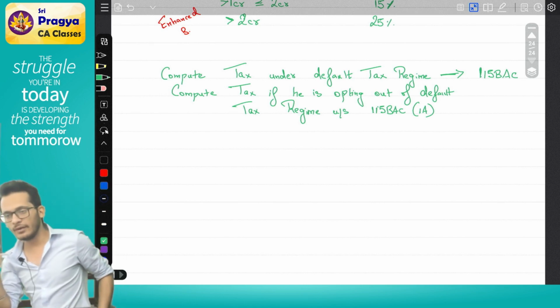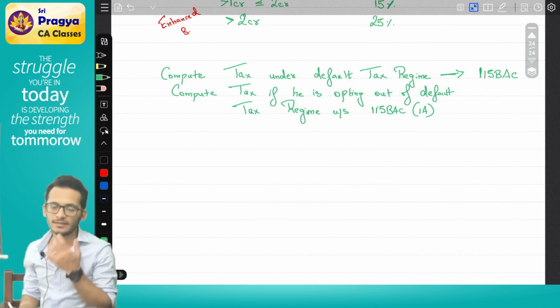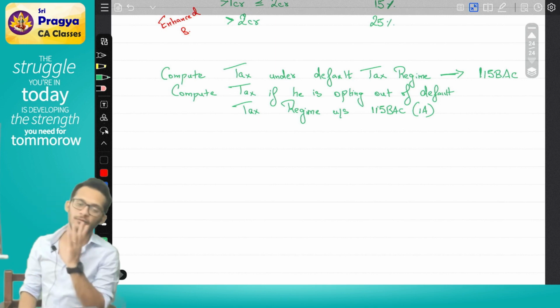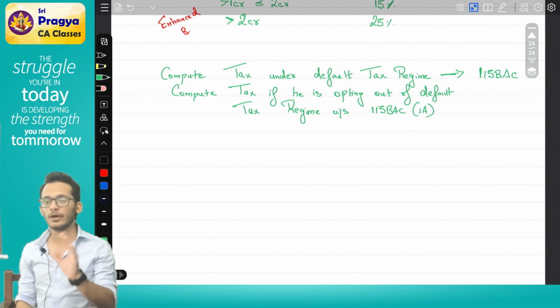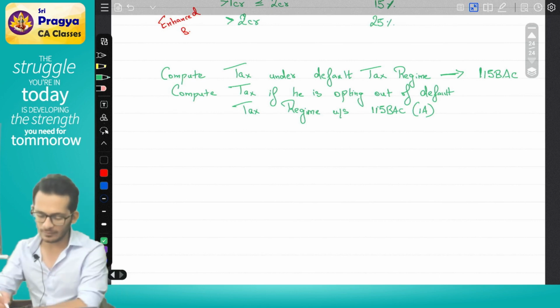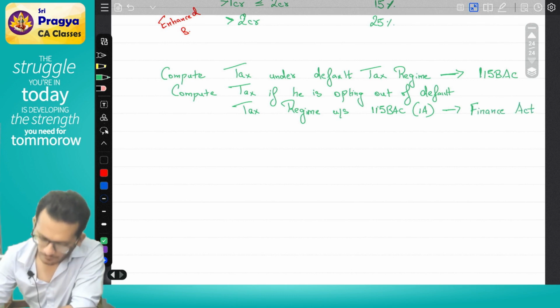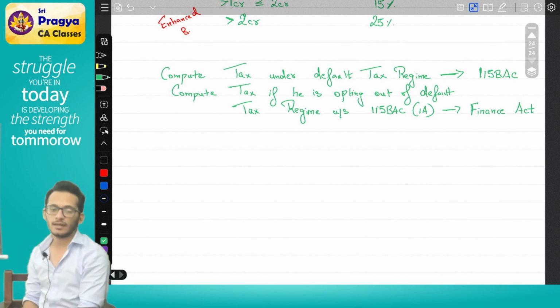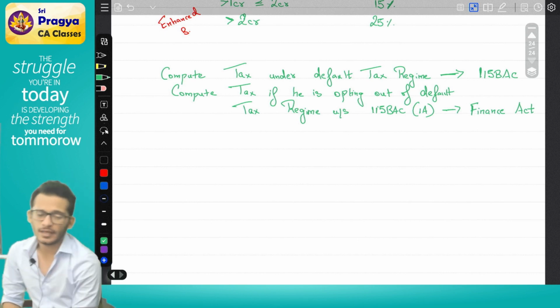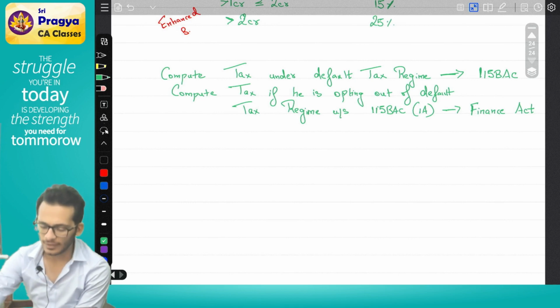It is given in 115BAC(1A), which means they'll come and say he has chosen to opt out of the default tax regime, or he has chosen to shift out of the default tax regime under section 115BAC, in which case you will do Finance Act. Yes or no? So be extremely careful about the English which they use.